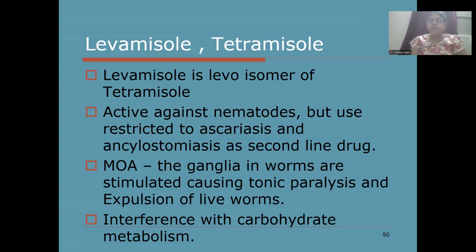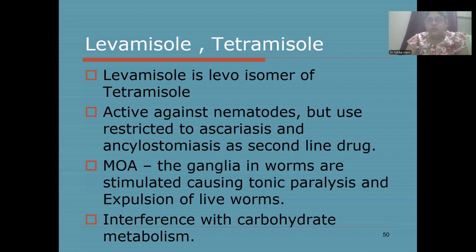Now I'm going to discuss some drugs which are used in helminthic infections. First is levamisole or tetramisole. Levamisole is the levo isomer of tetramisole, active against nematodes, but its use is restricted to ascariasis and ankylostomiasis as a second line drug.